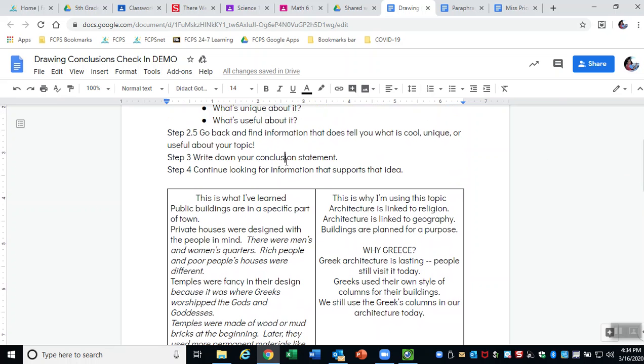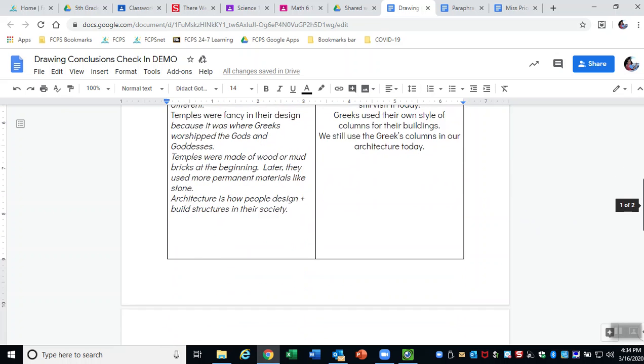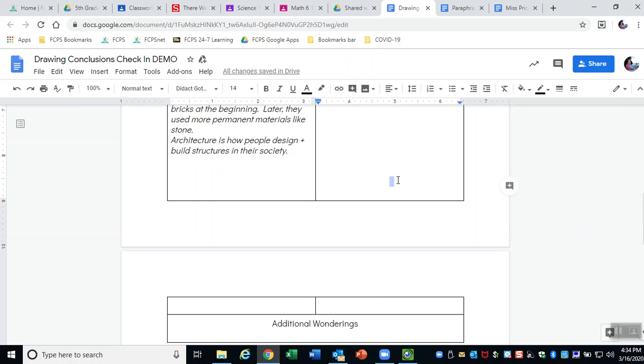So now I've gone back and I've written my conclusion statement. Now remember, if I couldn't answer that question of why is it important, I would need to go back to my research and think that through. But I knew the answer, so I went to step 3. And then the last step is just continuing to look for information that supports my idea. So as I'm researching, I'm going to continue to ask more questions.